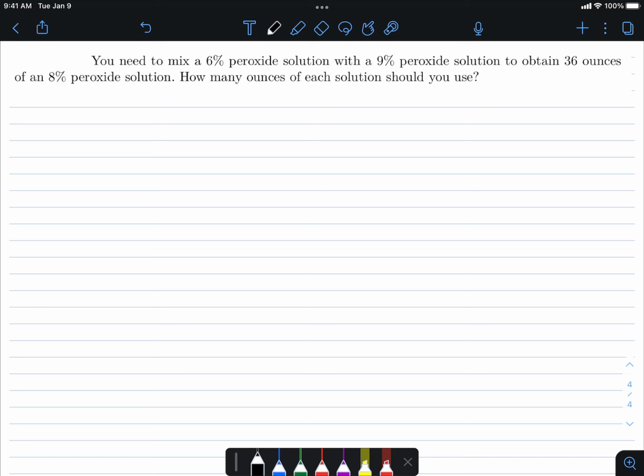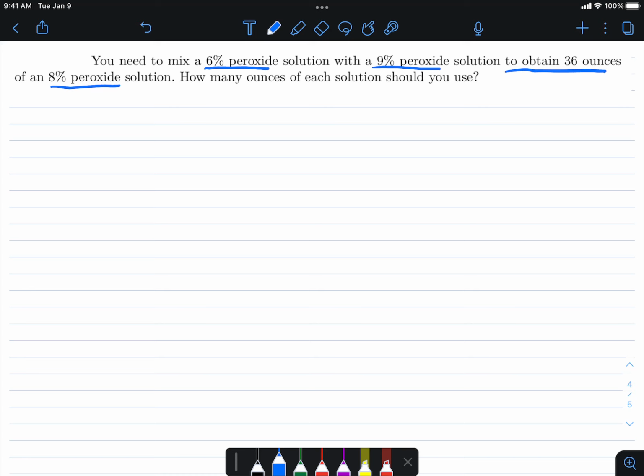All right, now one more interesting problem involving linear systems. We're dealing with a peroxide solution that is 6% peroxide, and the rest of the solution is something else. I don't know, water, salt, whatever it is. I'm not a chemist, forgive me. And there's another solution that's 9% peroxide, and you're mixing the two, the 6% mixed with the 9%, to obtain 36 ounces of an 8% solution.